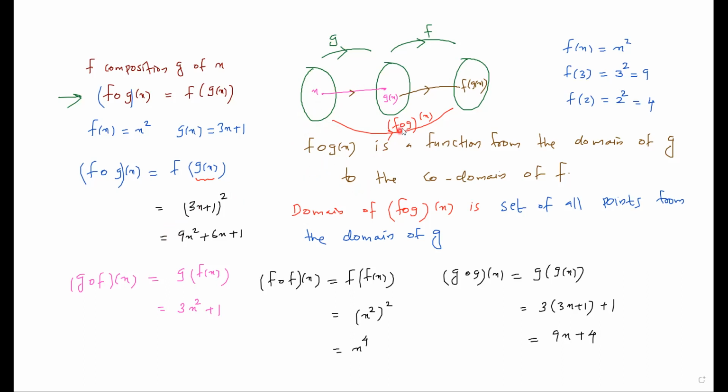There is no doubt that the domain of f composition g will be points from the domain of g. There is no doubt in that. Now my question is, all the points in the domain of g, do all of them come into the domain of f composition g or not?